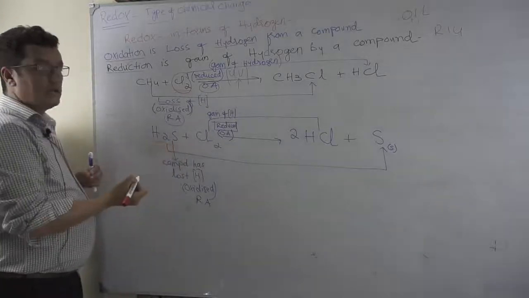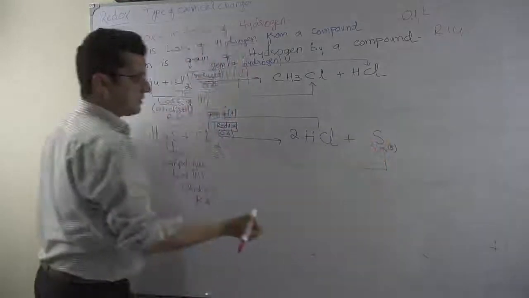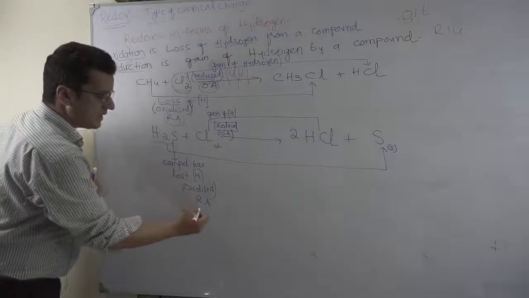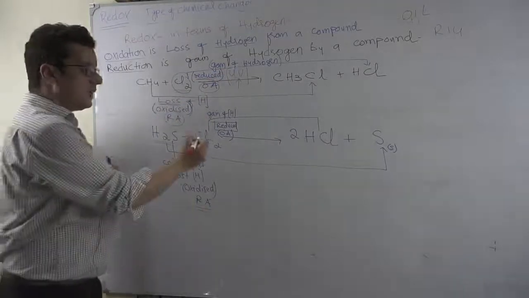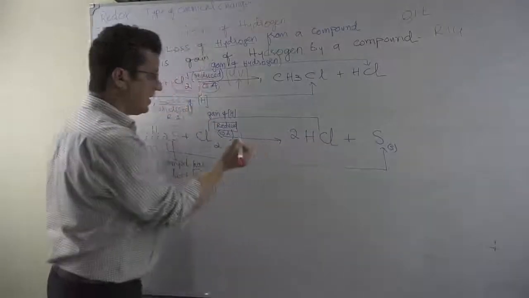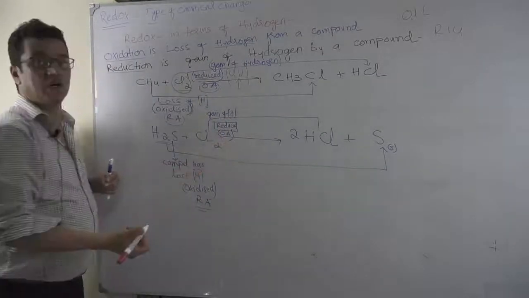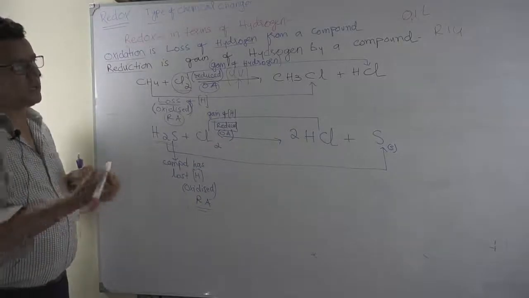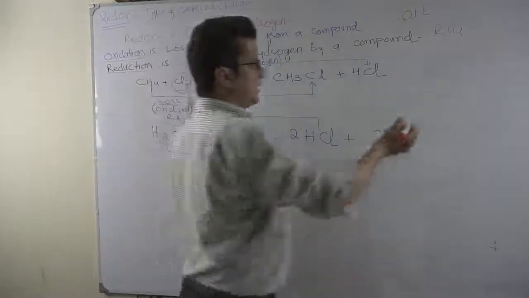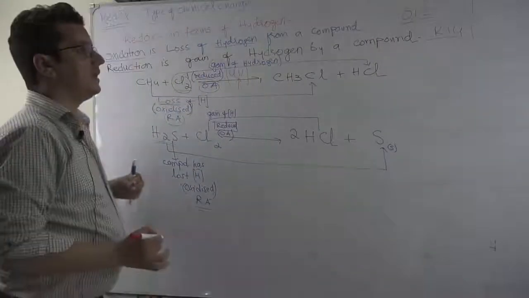Same example here: H2S has lost hydrogen to turn into S. Oxidation is loss, so it is oxidized, which means it's a reducing agent. And chlorine has gained hydrogen to turn into HCl, and gain of hydrogen is reduced, so it's an oxidizing agent. So redox in terms of hydrogen is defined as: oxidation is loss of hydrogen and reduction is gain of hydrogen, as in electron transfer, where oxidation is loss of electrons and reduction is gain of electrons. Same here in terms of hydrogen.